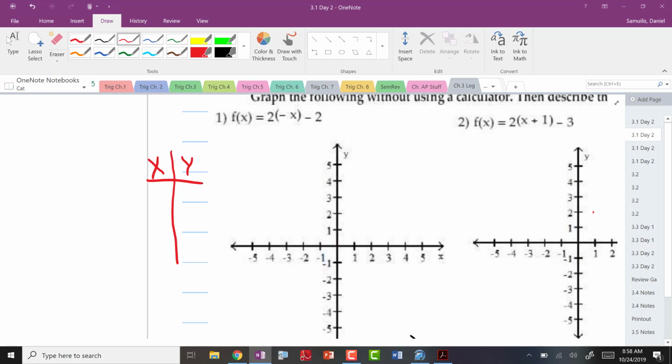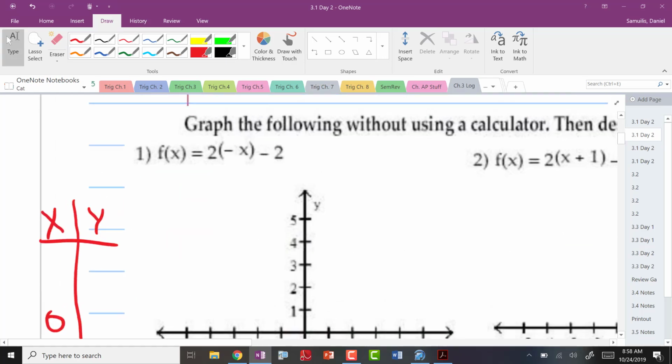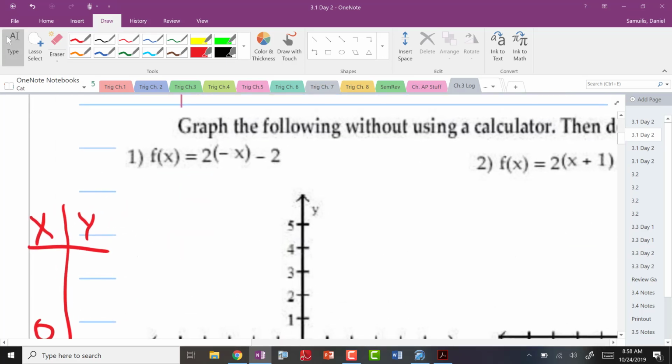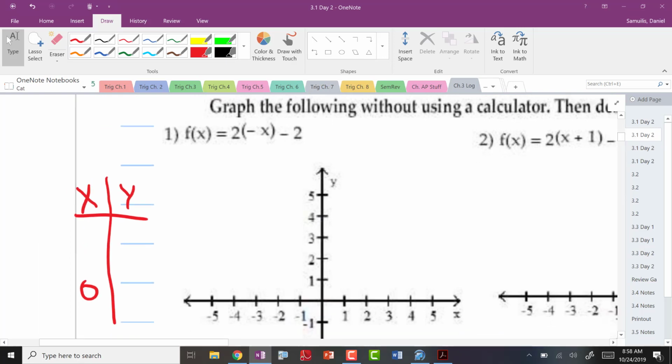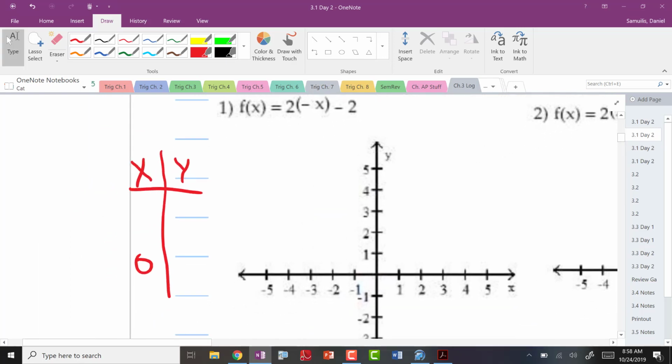Well, what happens when I plug in 0? What do I get? Hopefully you understand that this is an exponent. That's 2 raised to the negative x, and then -2 on the outside. I used our book's software to show that, and sometimes they don't show exponents very well. We're now in the exponential chapter, so that's an exponent. That just doesn't say 2 times negative x.